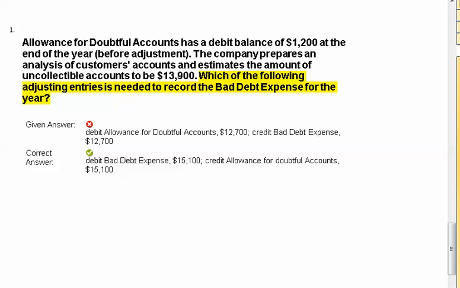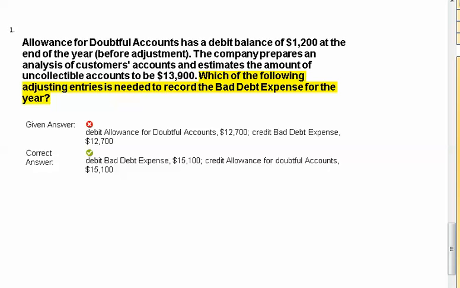Which of the following adjusting entries is needed to record the bad debt expense for the year? There are three different methods for recording bad debts. One is the direct write-off method. The direct write-off method is when we identify a specific account to be uncollectible, then we write it off. The IRS is the one that wants us to use that.